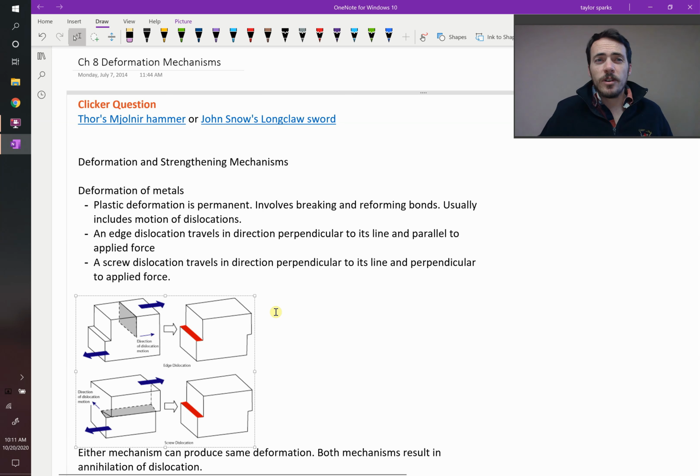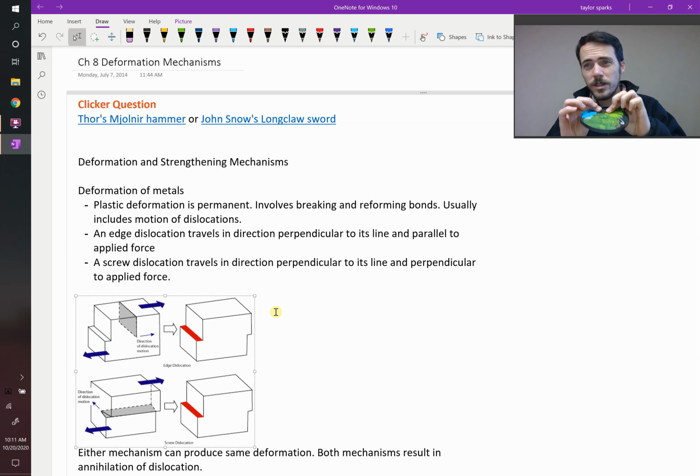Okay, chapter 8 is all about deformation mechanisms. How, when you deform things, what's actually happening at the individual microstructure or crystal structure that allows them to deform.